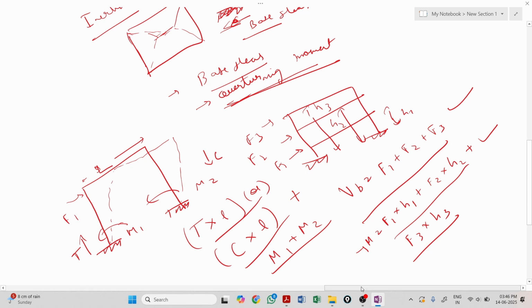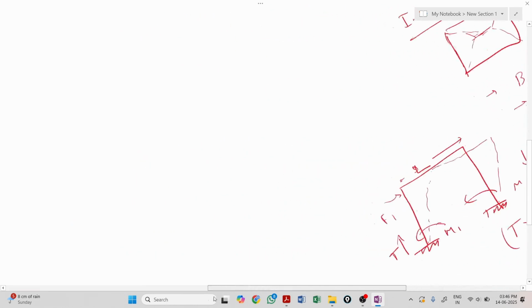So now you guys have understood the basics, how it works. Let's start with how to find this base shear. There are different methods to find it. Now we'll start with that.